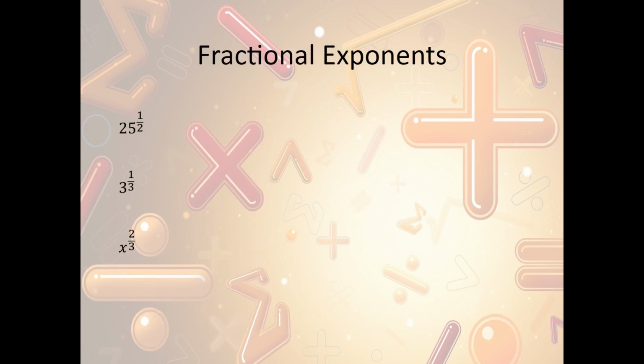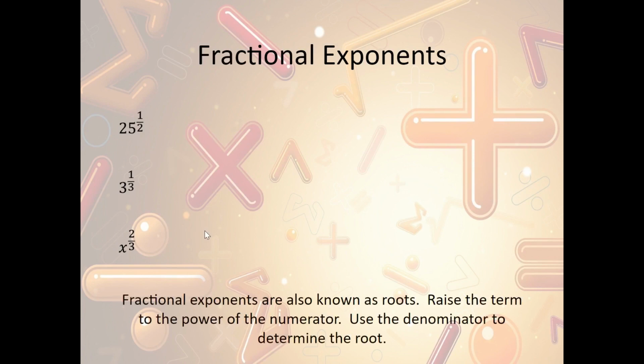Now let's take a look at fractional exponents. For instance, we have 25 to the 1/2 power. So what we're going to do is take the base number, 25, and raise it to the power of the numerator. So it would be 25 to the first power. And then the denominator is going to make up the root we're going to take. So in this case, it'll be the second root or square root.